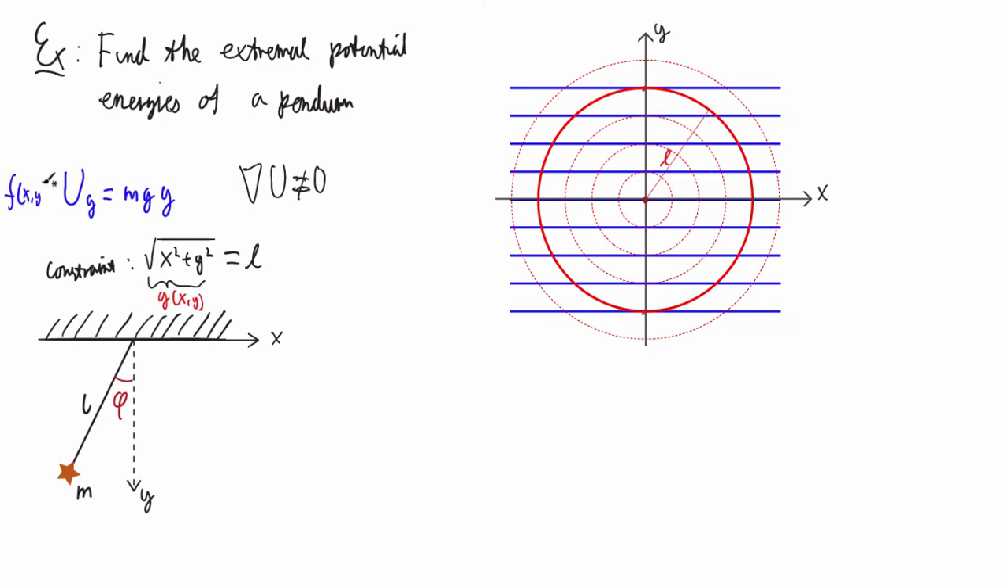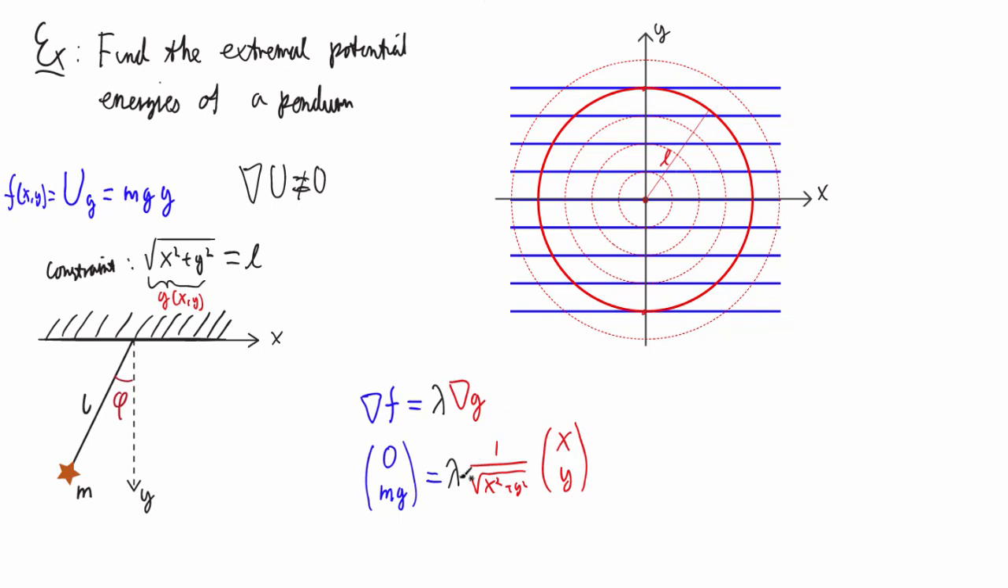I'm going to call this f of x and y. So we need to have the gradient of f equal to lambda times the gradient of g. If we take the gradient of f, it's going to be 0 in the x direction and mg in the y direction. And then this has to equal lambda times the gradient of g. And if we calculate that, we find that this is equal to 1 over the square root of x squared plus y squared, times the vector x, y. And this has to be true, and we also have to choose lambda such that this constraint is valid for this particular length of the pendulum.